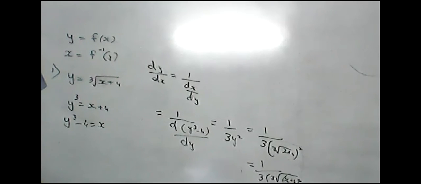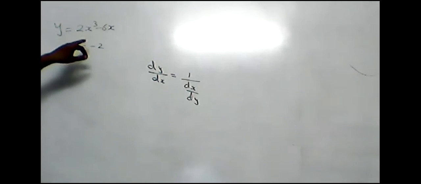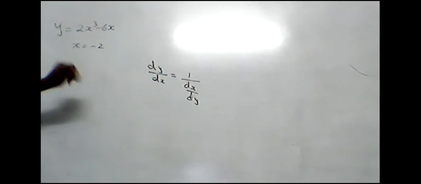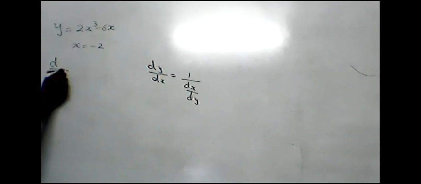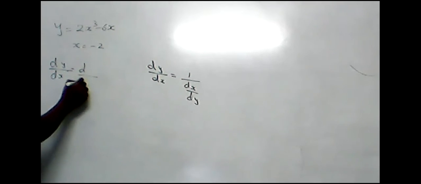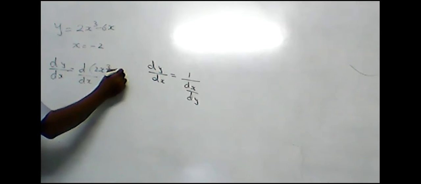चलो अब next move on to another sum where आपको derivative of an inverse of function y is equal to 2x cube minus 6x and we have to calculate the value when x is equal to minus 2. Now you have to find the derivative of inverse function y is equal to 2x cube minus 6x and x is equal to minus 2. So let's differentiate this dy by dx. This will be differentiating 2x cube minus 6x.